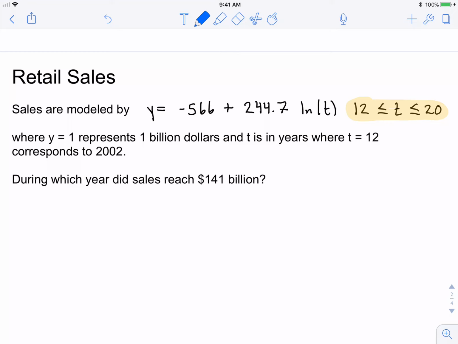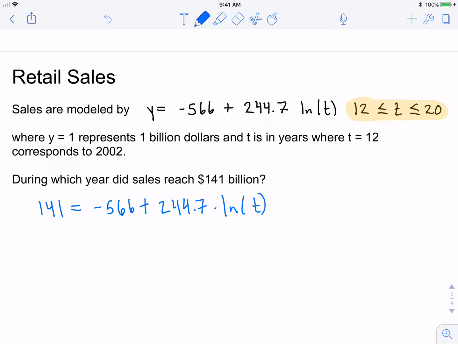With these constraints, let's find what year our sales will reach 141 billion if they keep following the same equation. So remember, y is equal to sales in billions. So we set this up. We let y equal 141. And now that we have that in place, we simply fill in the other side, which is negative 566 plus 244.7 times the natural log of t.